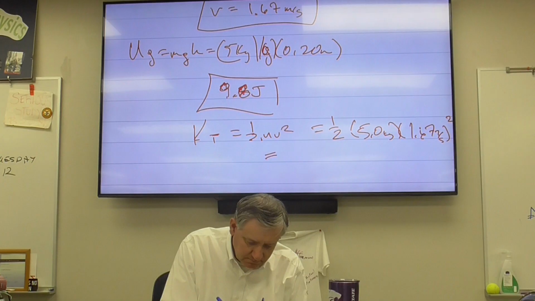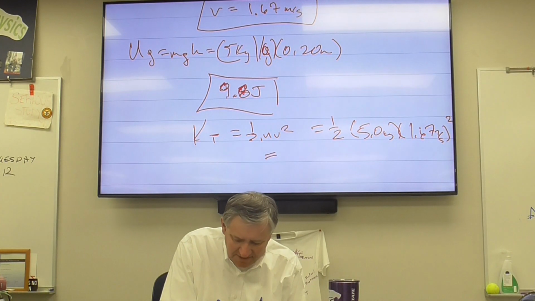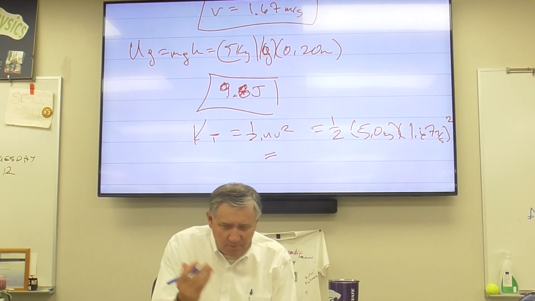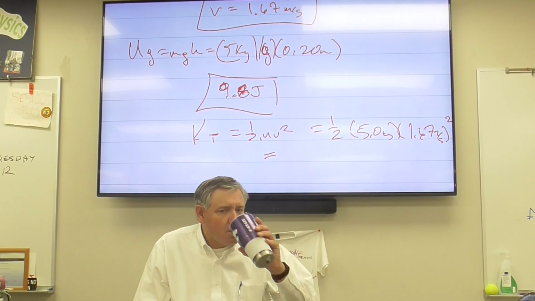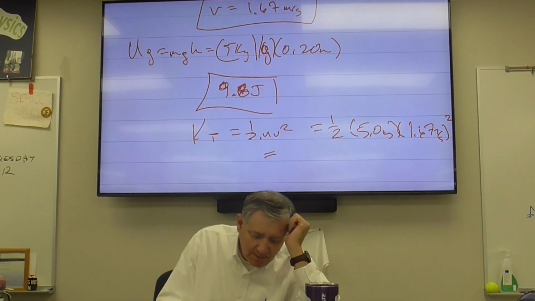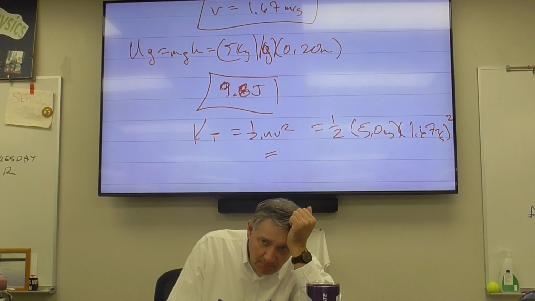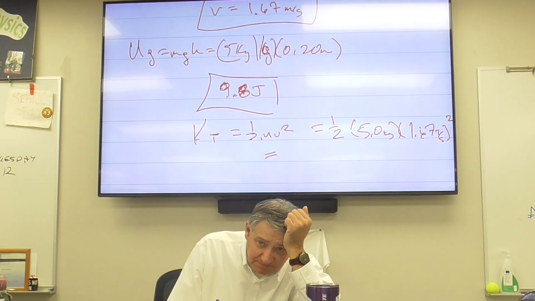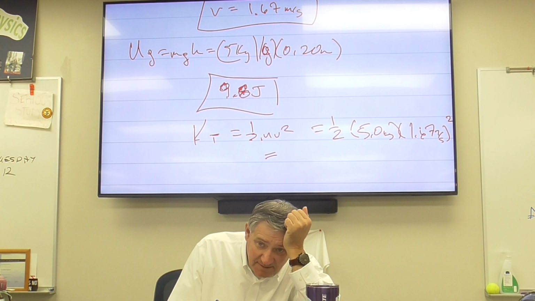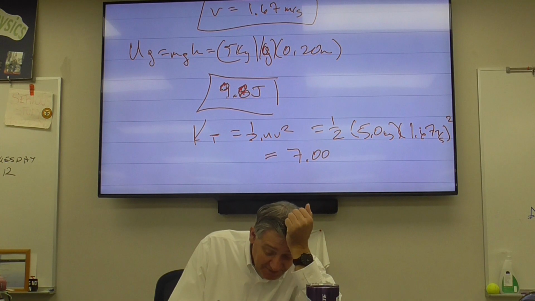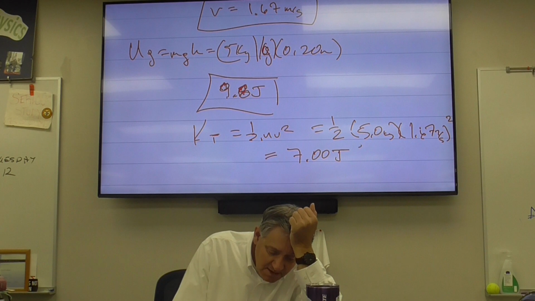1/2 times 5, squared. Hopefully a very nice round number. Should I pull the whole value for 1.67? Yeah, or whatever is easiest. It isn't exactly 7, is it? It's 6 point, and then the rest of the digits are 9. It is a very nice round number. Okay. Yay.